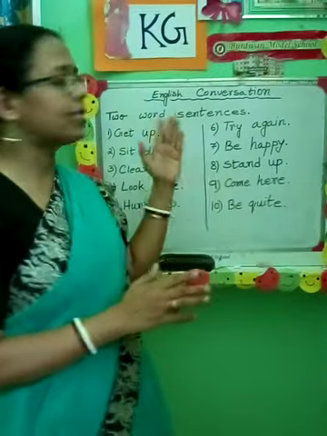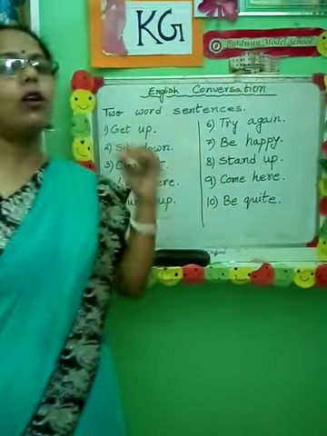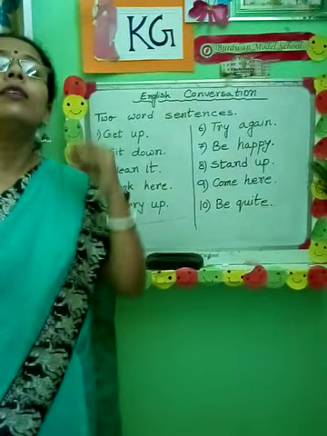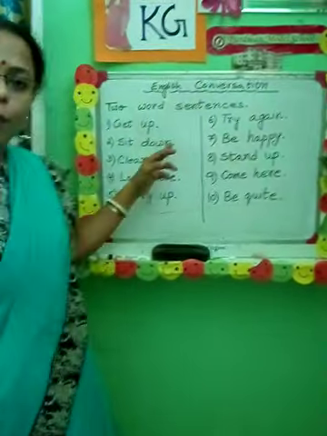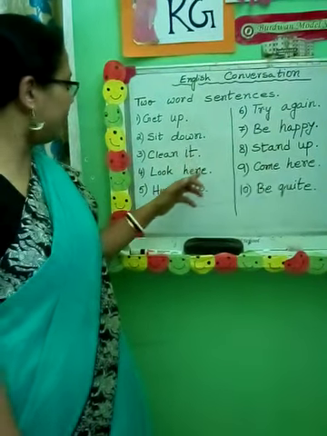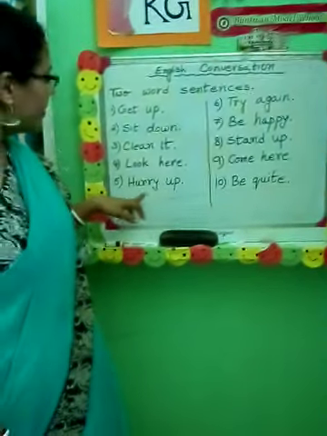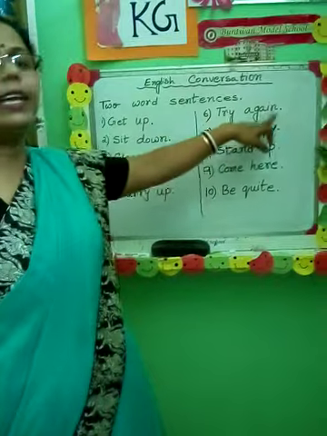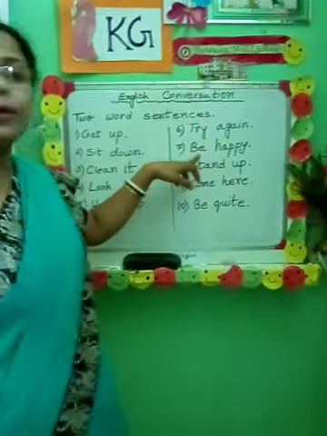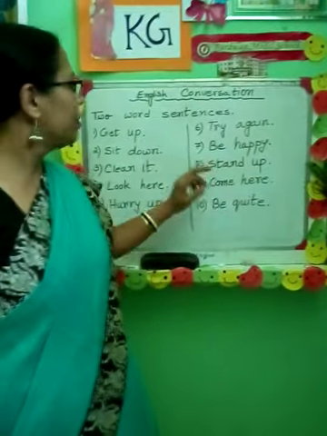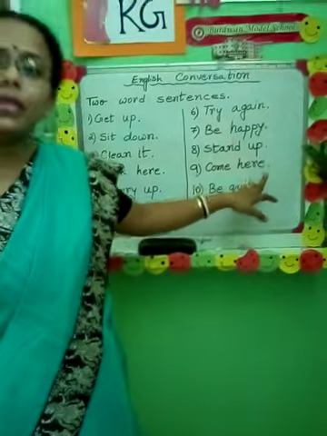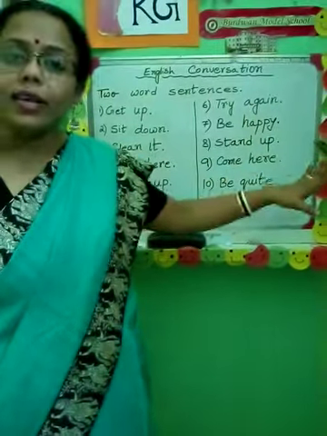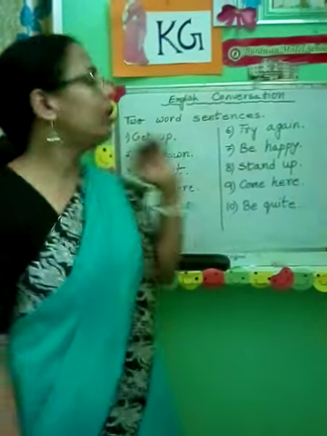So these were some of the sentences with two words. I'm just repeating once. Already I have told you the meanings. And now you will learn to pronounce the sentences and use them at your home. Get up. Sit down. Clean it. Look here. Hurry up. Try again. Be happy. Stand up. Come here. Be quiet. Okay? So learn the sentences properly.